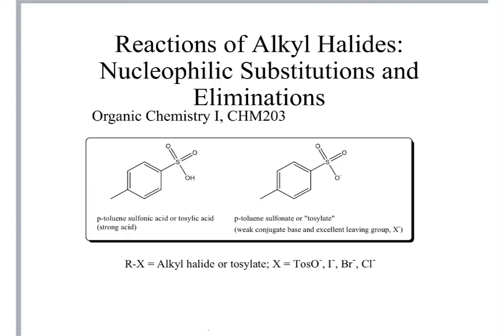In this chapter, we'll focus on reactions of alkyl halides and tosylates. I will use the designation X for halides and tosylates. Tosylate leaving group is a conjugate base of tosylic acid, or para-toluenesulfonic acid, and tosylate is an excellent leaving group, and we'll treat it as a pseudohalide.